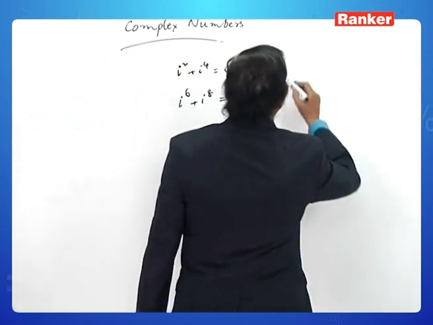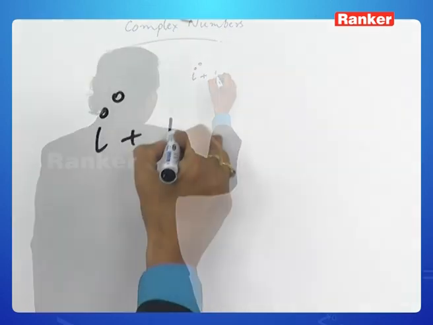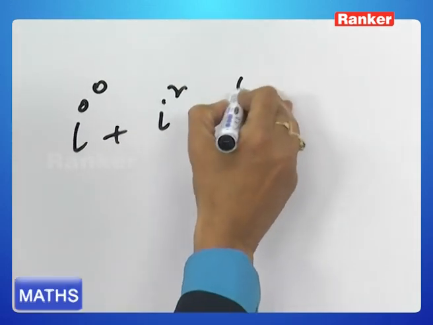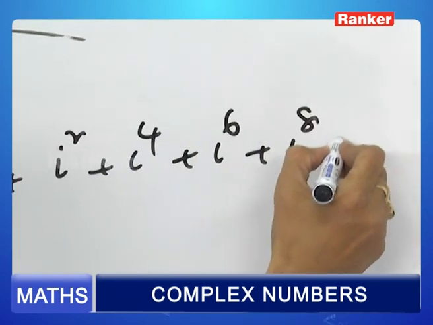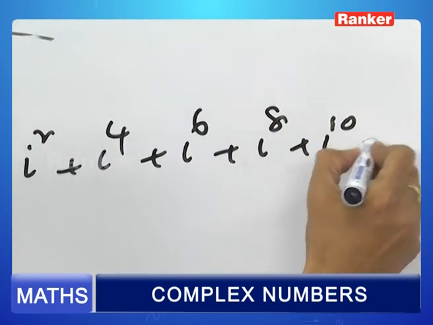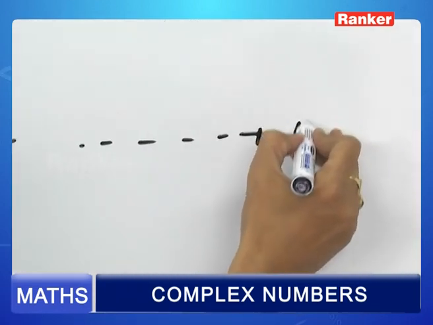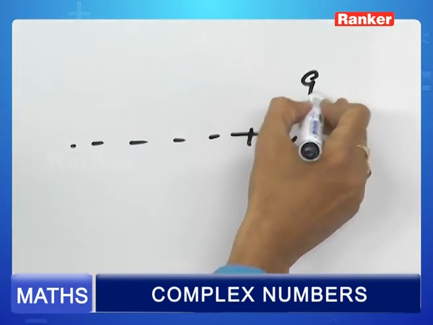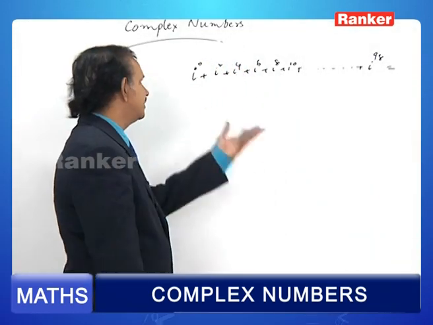Now you try to estimate i power 0 plus i power 2 plus i power 4 plus i power 6 plus i power 8 plus i power 10 plus, and so on, up to i to the power of 98. What can it be? How many terms are here?